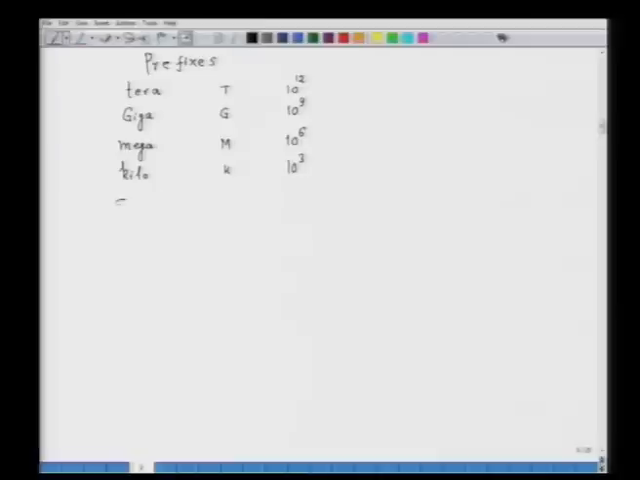Then deci, it is D, 10 to the power minus 1. Milli, M, which is 10 to the power minus 3. Micro, mu, 10 to the power minus 6. Then nano, which is now very important, N, the value is 10 to the power minus 9. That is how the various prefixes are there.